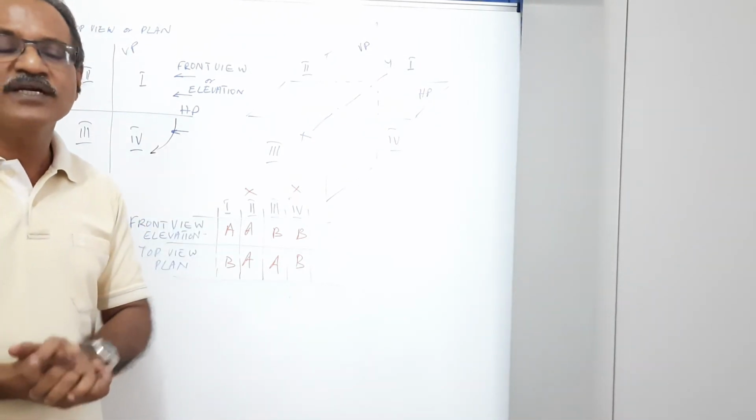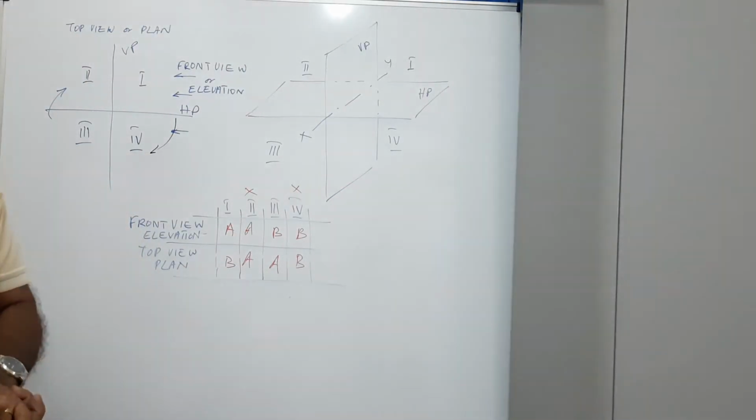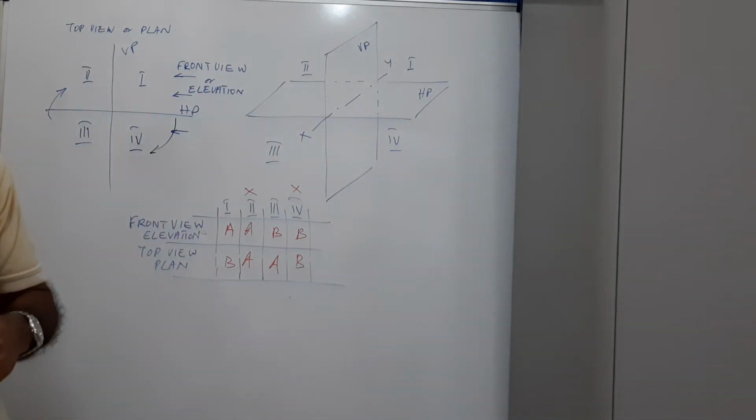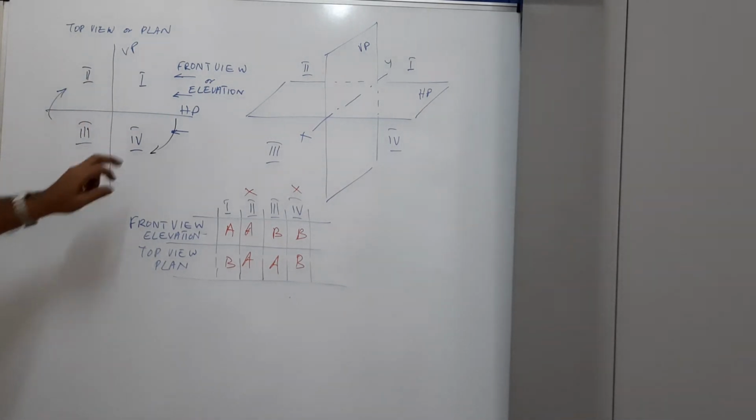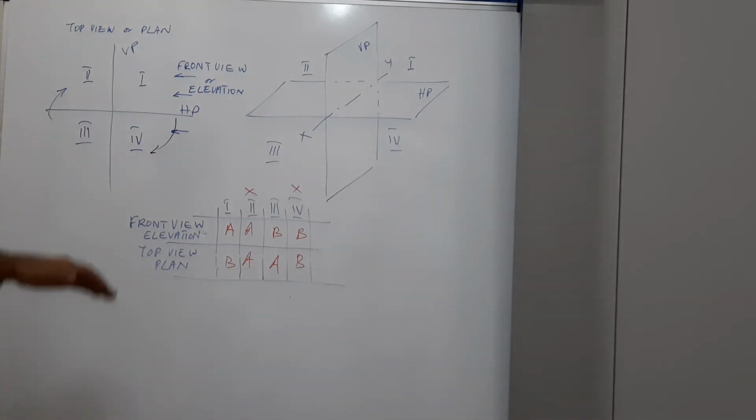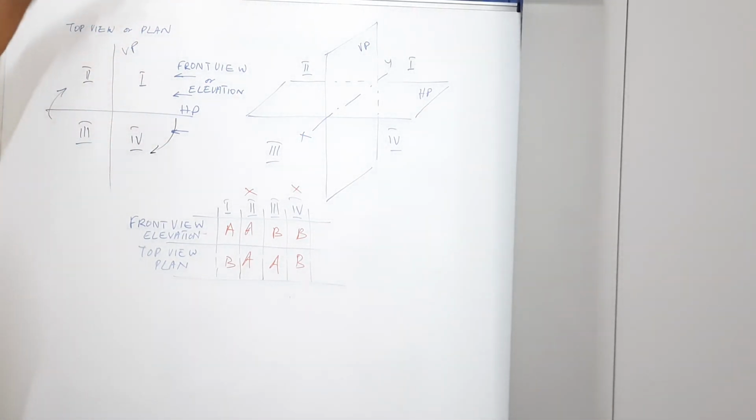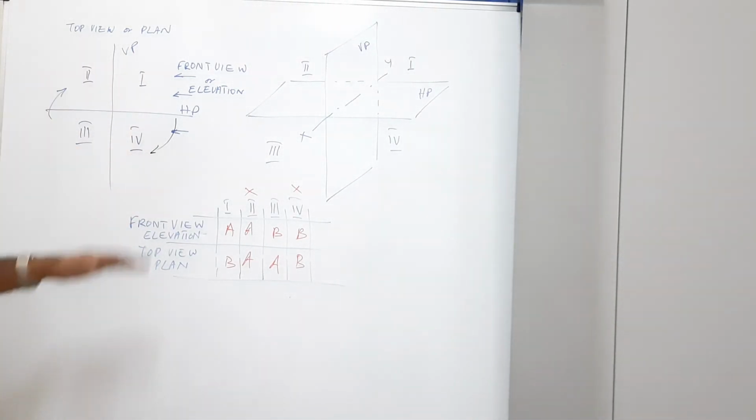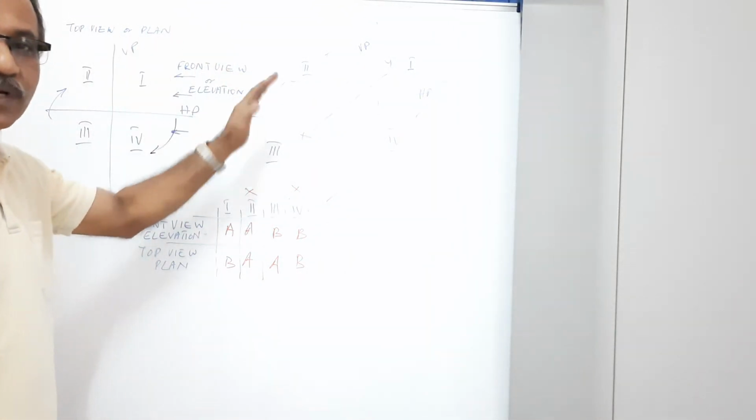What is the peculiarity of first quadrant? Plan will be below XY, elevation will be above XY. Agreed? Plan is the view from the top, elevation is the view from the front. Now, when you define these quadrants, first quadrant, second, third, fourth. Anything in this region is called above HP. Anything in this region is said to be below HP. Anything in this region is in front of VP.